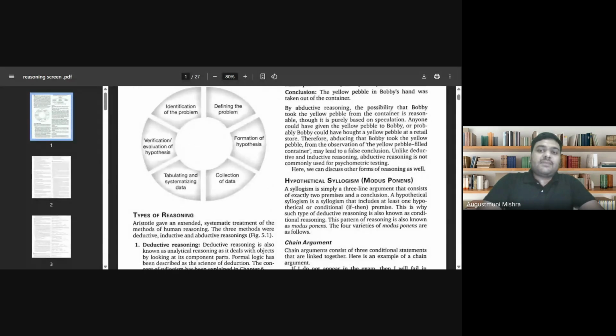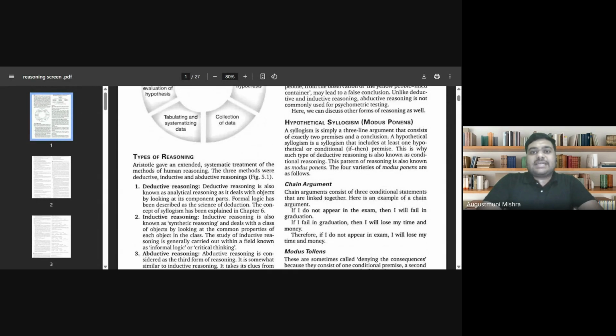Okay, I'm just briefing the points, because we have so many other questions to solve. There is a hypothetical syllogism, so I'm just going to tell you about that. A syllogism is simply a three-line argument that consists of exactly two premises and a conclusion. See, there is a three-line argument.